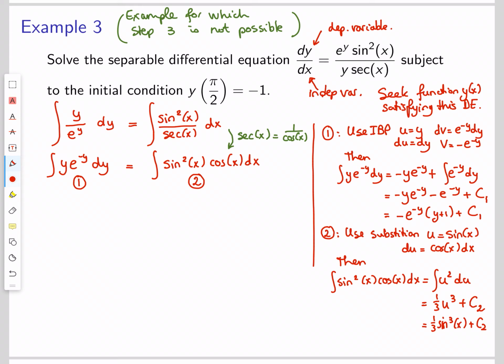All right, so now we have enough information to return to the left side of the page. And so the first integral evaluated to minus e to the minus y times y plus 1, plus that first constant of integration. And on the right hand side, I have 1/3 sine cubed of x plus C2.